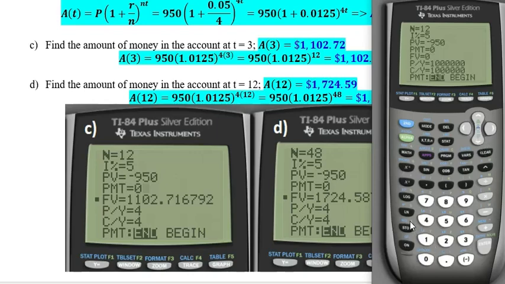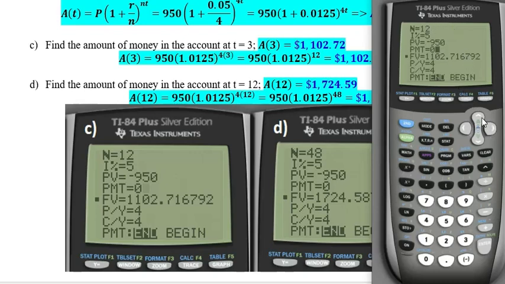P over Y is 4, it is quarterly. C over Y is 4. PMT, we don't care, this is for annuity. Then go to future value, which is the amount that grows in 3 years, you do alpha solve, and that gives you $1,102.72.